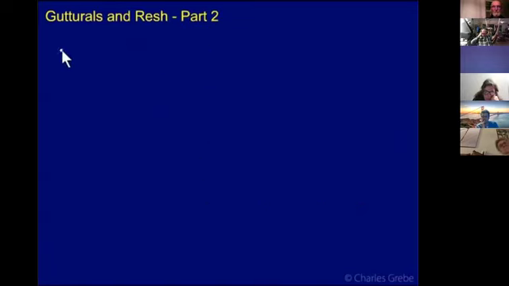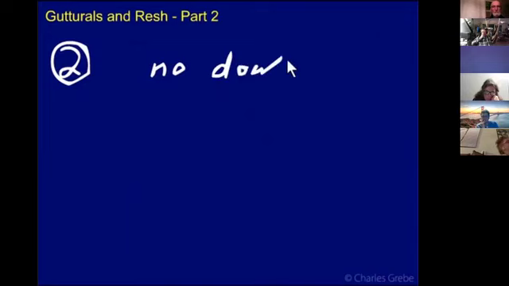The second point is that none of them double. So no doubling. And that applies to all of them. All the gutturals and Raish. None of them can double.